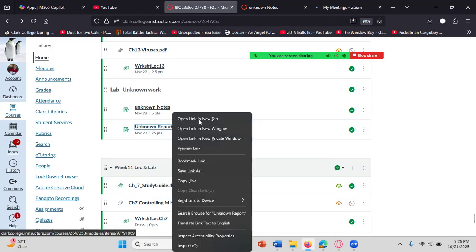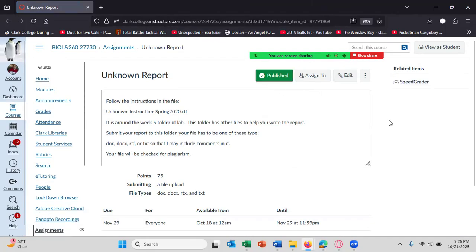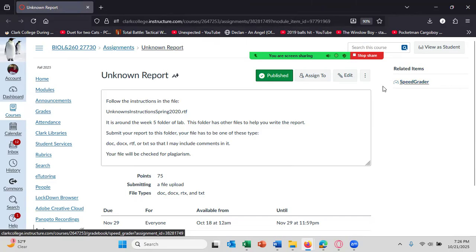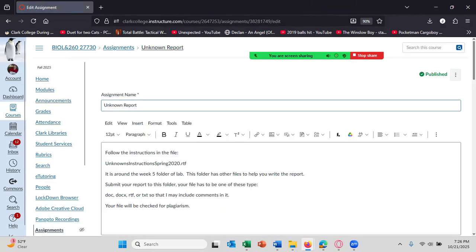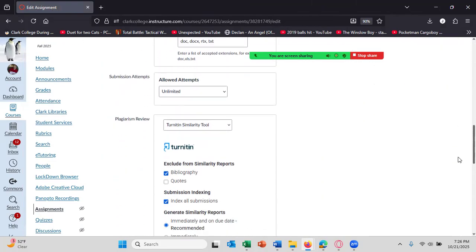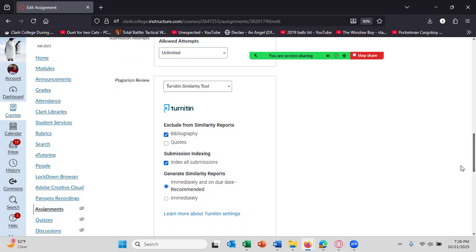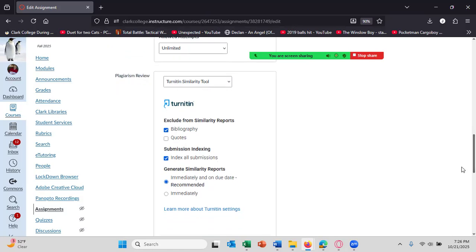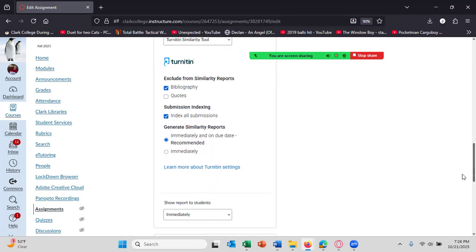Let me look that up to make sure it's going to be graded by Turnitin. I just want to make sure it's actually turned on because, yeah, it has to be Turnitin. And so we'll go through the Turnitin similarity tool to figure out the index. And you should get a score immediately as soon as you turn it in.